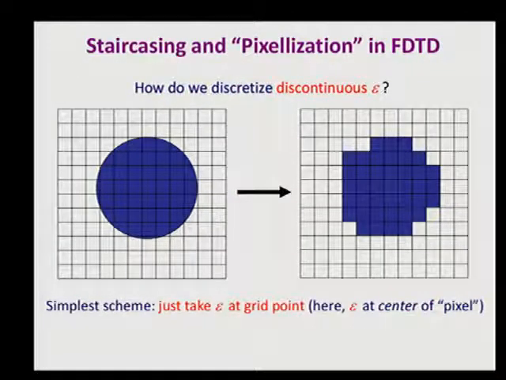One of the main challenges to the accuracy of FDTD involves the issue of simulating discontinuous dielectric objects using the discrete grid.